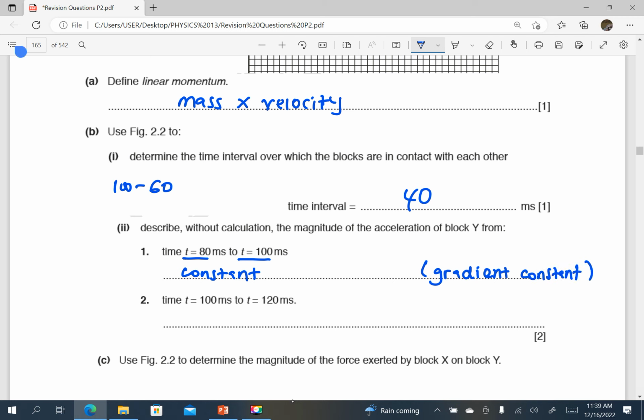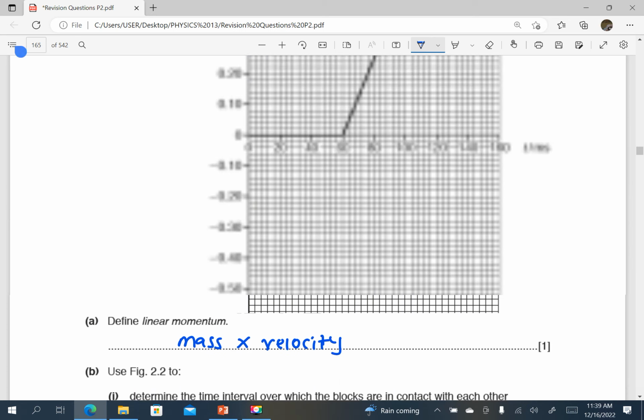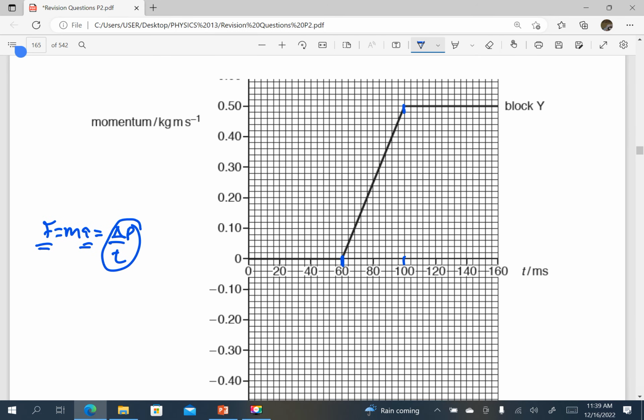They didn't ask us to explain anyway. Then t equals 100 to t equals 120. From the graph, you see t equals 100, t equals 120. It is a straight line. It's a straight horizontal line whose gradient is 0. So the force there is going to be 0, meaning the acceleration is equal to 0 because force is ma. It is 0 because it is a horizontal line.